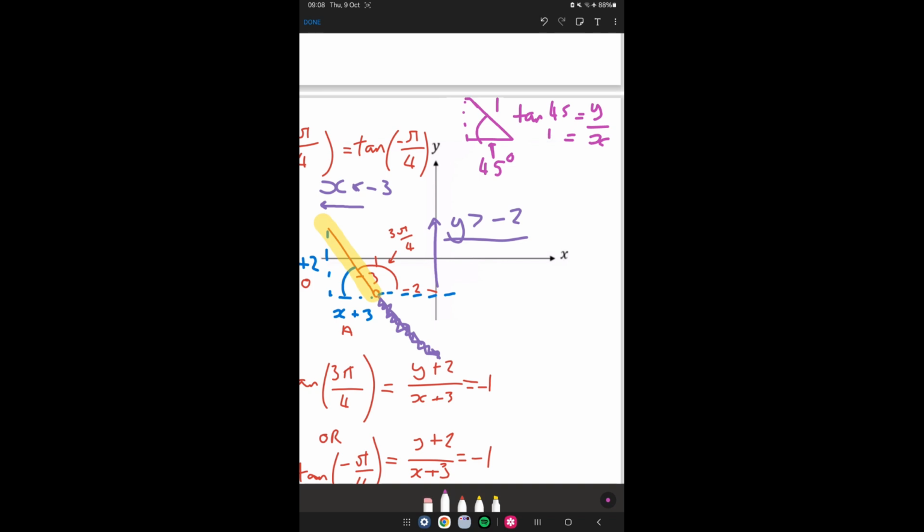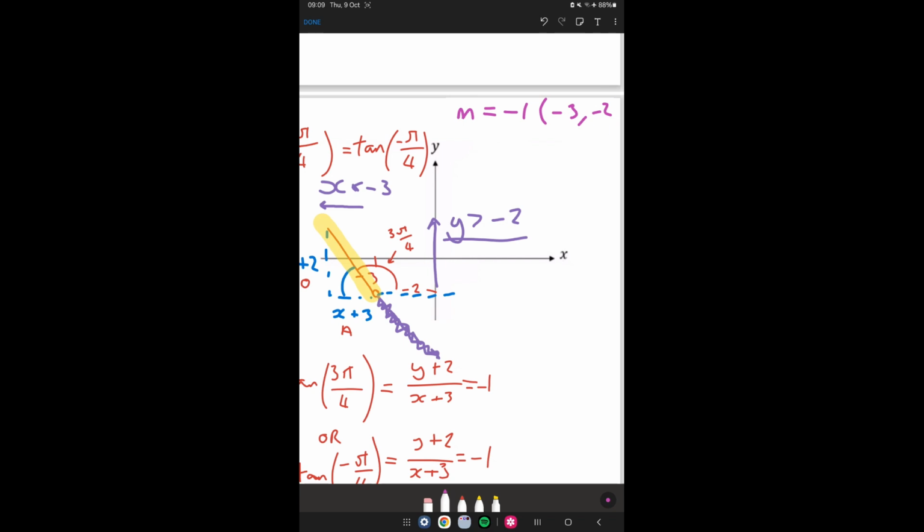So that's got a gradient. Well, it's actually negative 1, isn't it? Because it's negative 45, or 3 pi over 4, it's negative 45. So its gradient is minus 1. But that still means y and x are the same, it's just one is positive and one is negative. So we can use that same idea now, and we can say the gradient of that line is minus 1, and then we know a coordinate on that line. Well, we know the coordinate there is minus 3, minus 2.